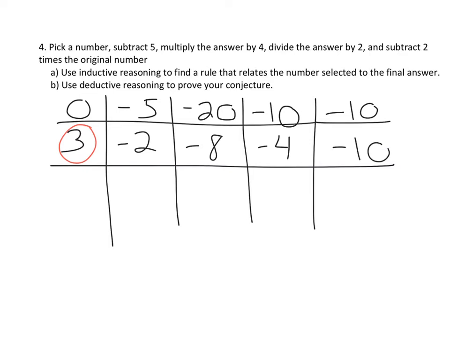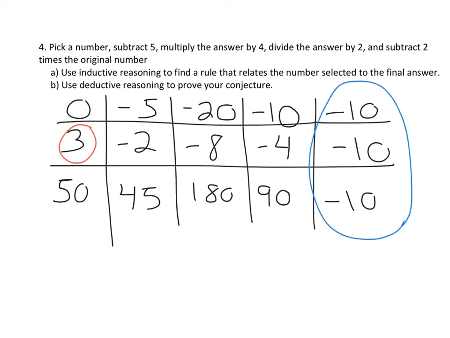Let's pick another number. Let's pick 50. All right, 50 minus 5 is going to be 45. 45 times 4 is going to be 180. Divide that by 2 is 90. And then subtract 2 times the original. So my original was 50. So 2 times 50 is 100, so I'm going to subtract 100. So 90 minus 100 is -10. Now you might be starting to see a pattern that it always comes out to be -10.